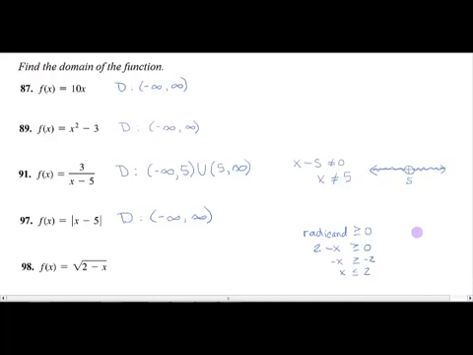If you'd like to see that graphed, here we can put 2. And x is less than or equal to, so we're going to shade to the left with a square bracket right there. So we have the domain as negative infinity to 2 with a square bracket, and we're reading that from left to right when we put that into interval notation.